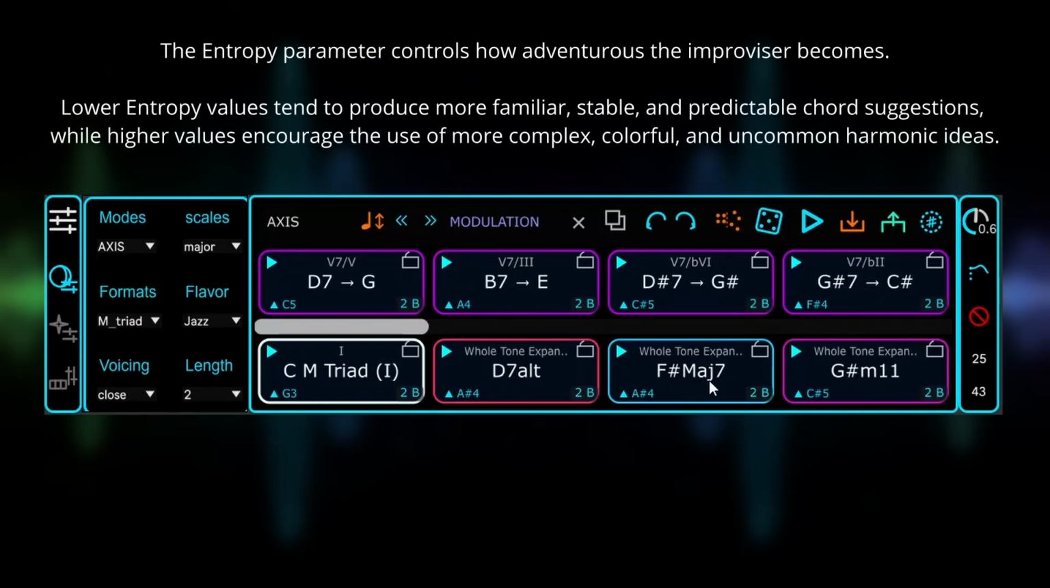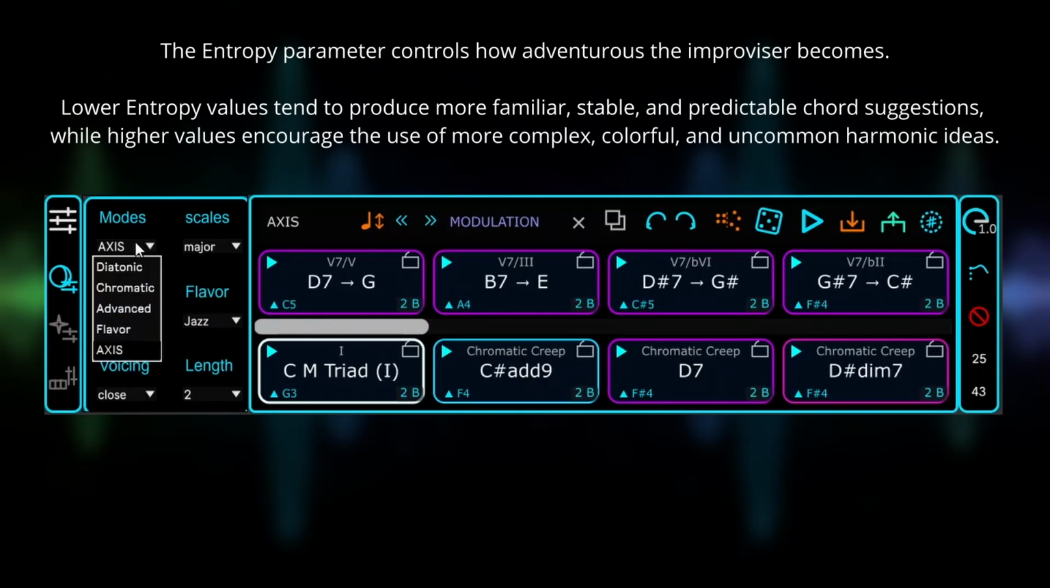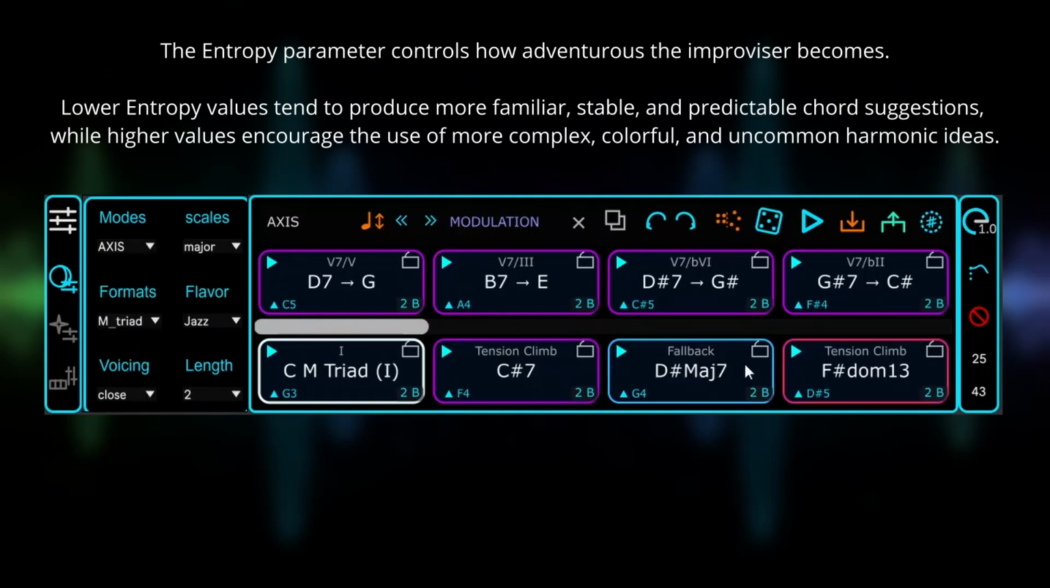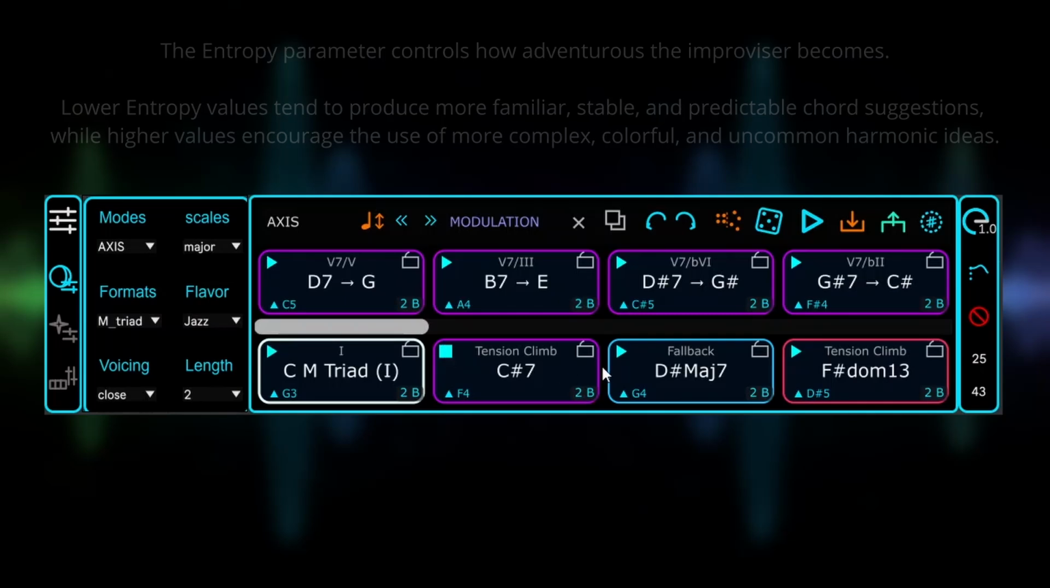The entropy parameter controls how adventurous the improviser becomes. Lower entropy values tend to produce more familiar, stable, and predictable chord suggestions, while higher values encourage the use of more complex, colorful, and uncommon harmonic ideas.